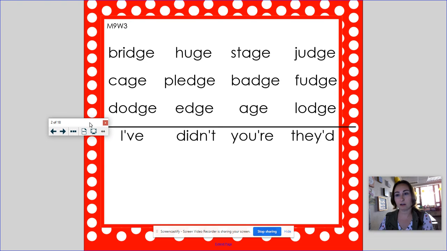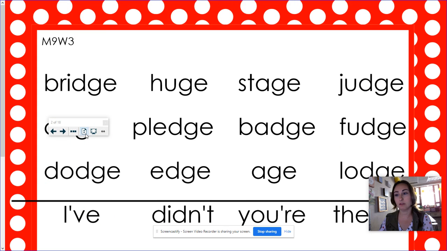At the top, I've got all of our new words, and those are all of our words that either end in G-E or D-G-E. So let's read those together. We have bridge, huge, stage, judge, cage, pledge, badge, fudge, dodge, edge, age, lodge.